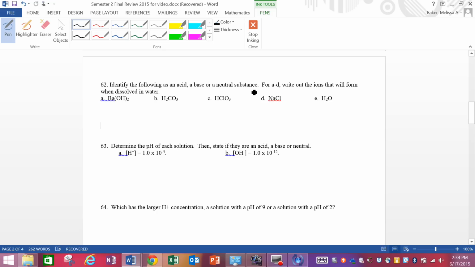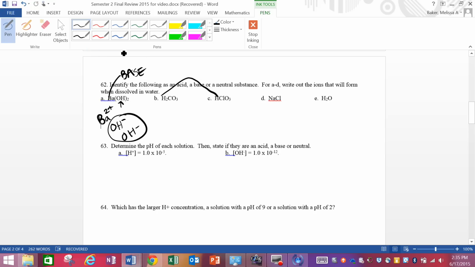All right, we are on the last page of the final exam review. For number 62, it says identify these as an acid, base, or something that's neutral, and then draw out what happens when it's dissolved in water. Well, you should recognize by now that if you see a hydroxide ion, that is a base, because this is going to get pulled apart since it's ionic by water, and you're going to be putting these two hydroxide ions into solution. That's a dead giveaway that is a base.